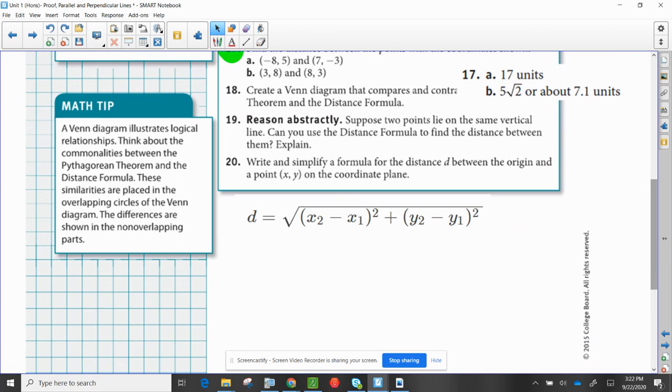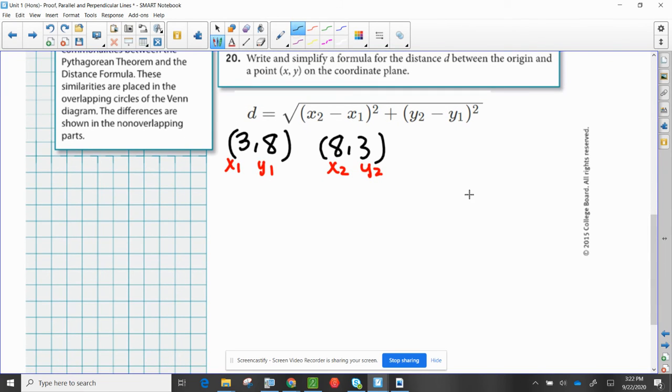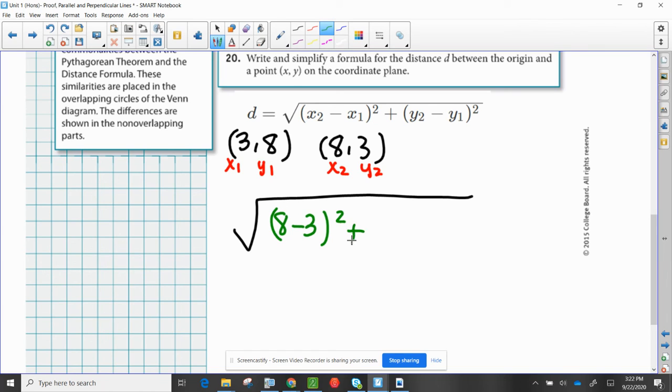So we have 3, 8, and 8, 3. So again, label it however works for you, but that's my first point, so I'm going to call that x1 and y1. My second point, x2, y2. So I'm going to go ahead and substitute this in and see what we get. So x2 is 8 minus x1, 3. And we square it. Add y2, so that's 3 minus 8, and square it.